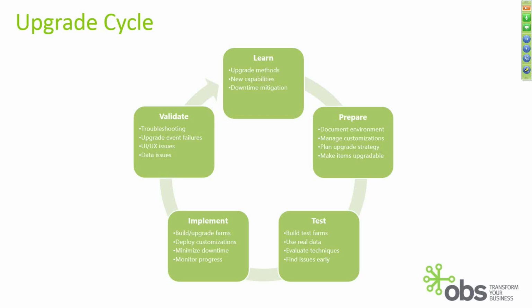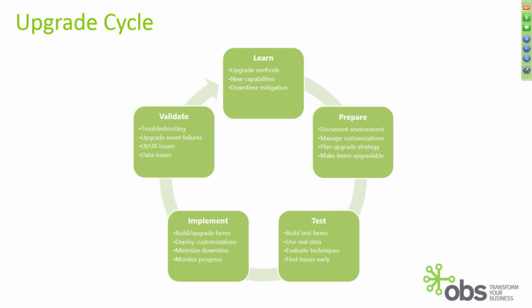So the first one's learn, working out all the different ways that you can do things, what are the sort of methods you think you might want to use to upgrade. Then we move into prepare, getting ready to plan that strategy and document it a bit more as to how you're actually going to perform it. We go through test and implement and validate.